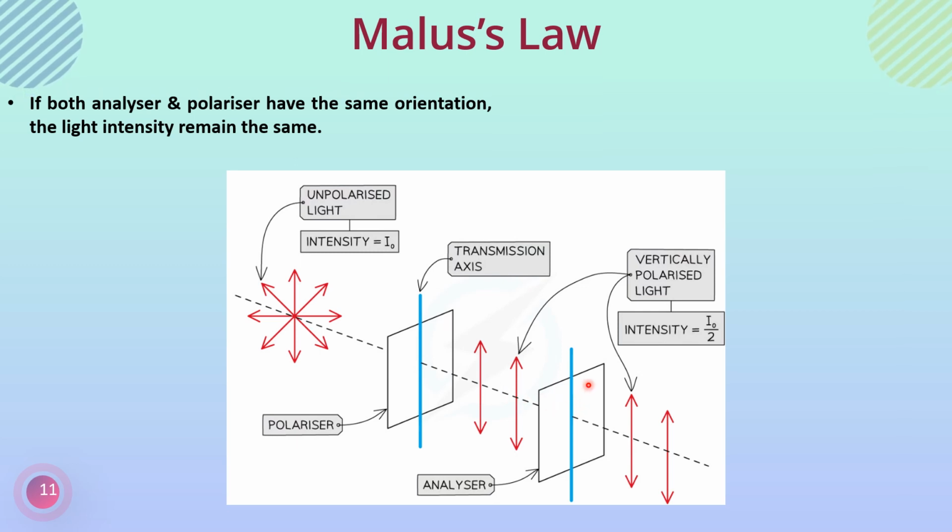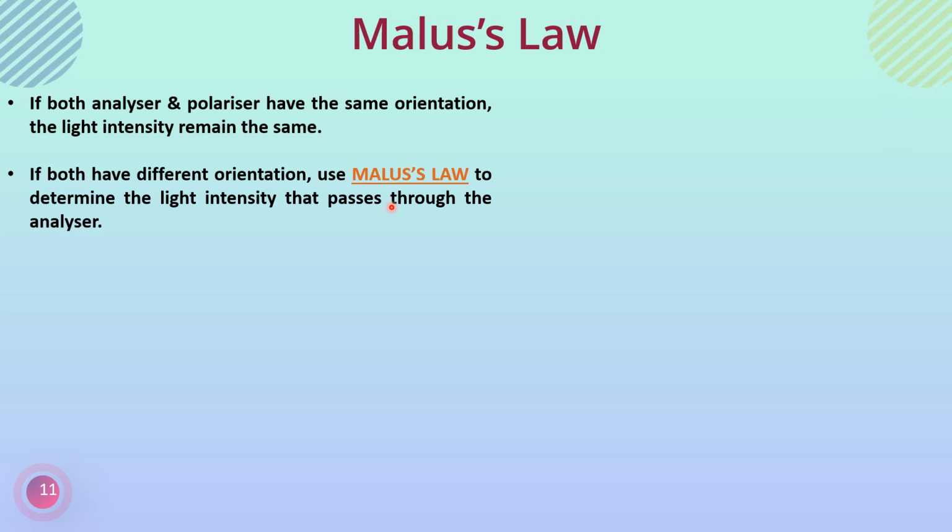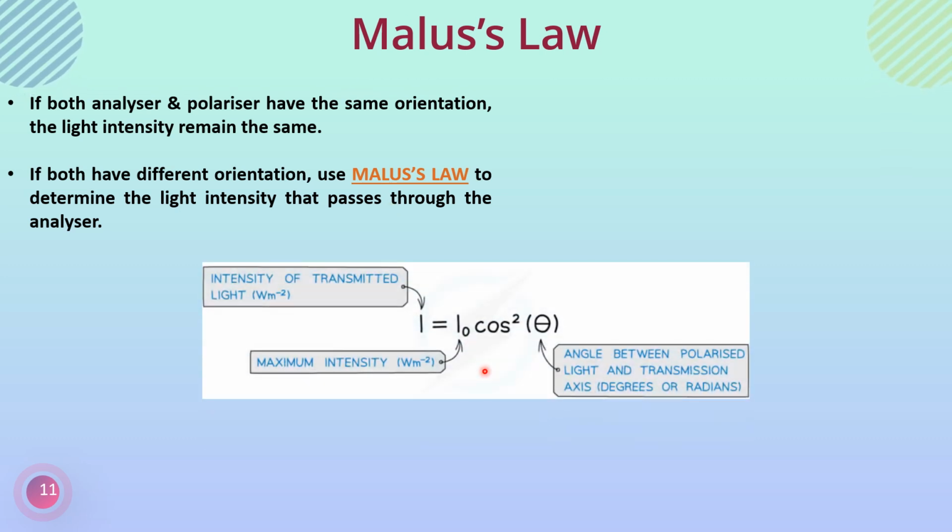However, if the transmission axis of the analyzer is different and not the same as the polarizer, here the Malus law comes into action. We need to use the following formula to calculate the light intensity after the analyzer. This theta is the angle between the transmission axis of the polarizer and the transmission axis of the analyzer. So this is the angle between the two transmission axes. What does it mean? Let me show you.